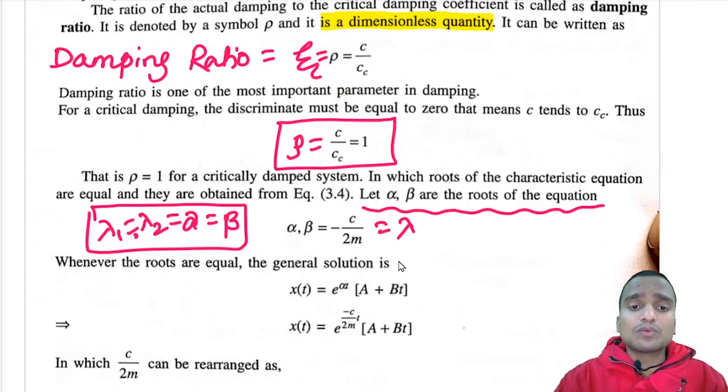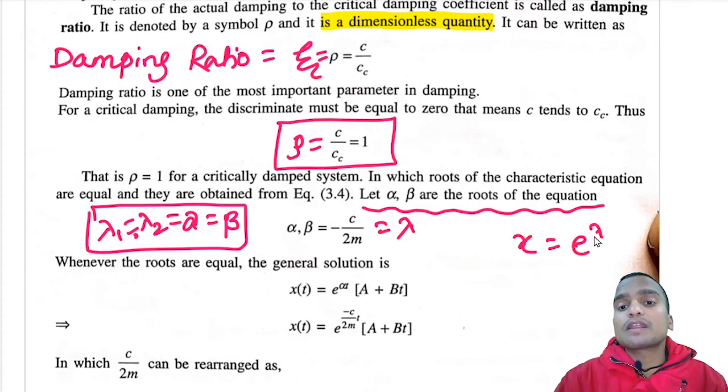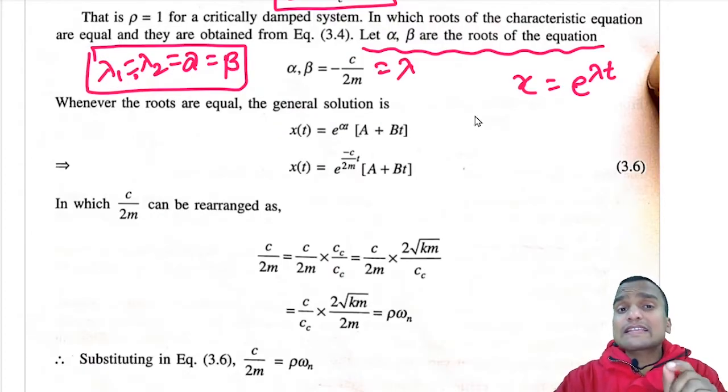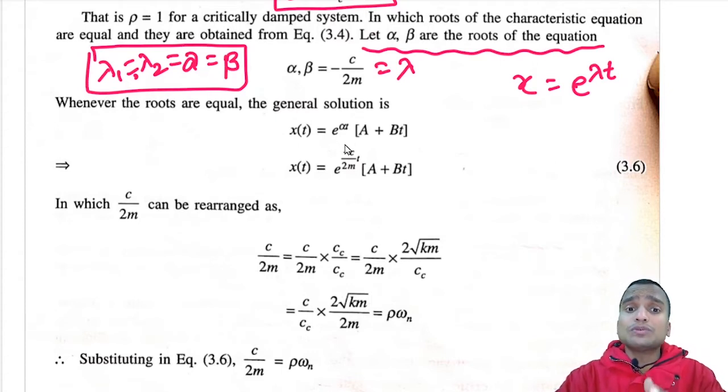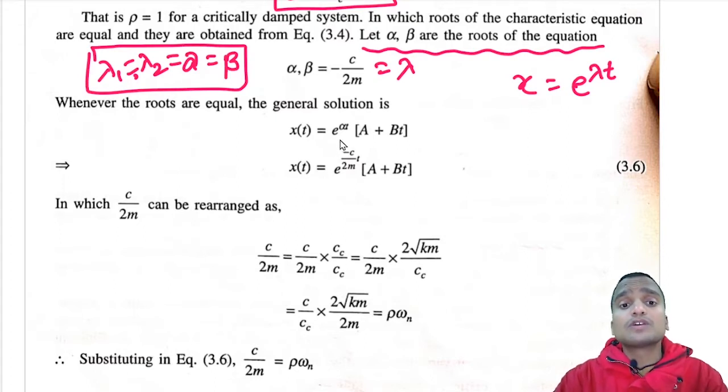As the roots are equal, the general solution of the equation can be written as follows. We have assumed there that x was equal to e to the power lambda t. Now we can write the general solution of the critically damped system: x, which is a function of time t, is equal to e to the power lambda t. Lambda can be equal to alpha or beta, so here it is written as e to the power alpha t multiplied by a plus bt.